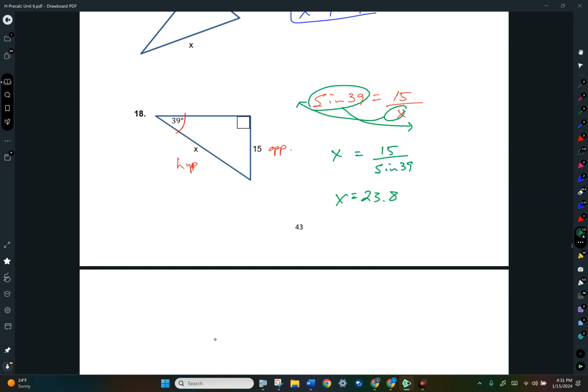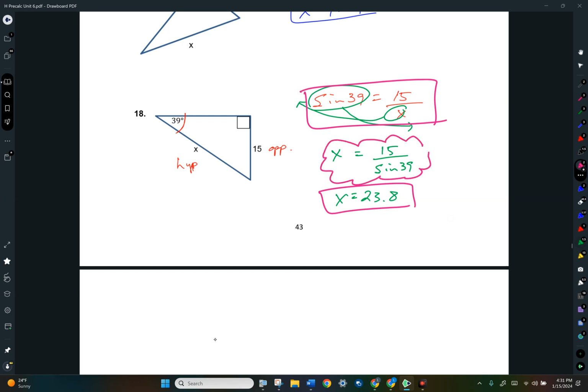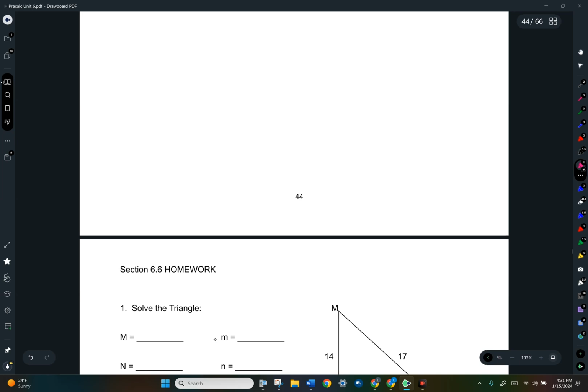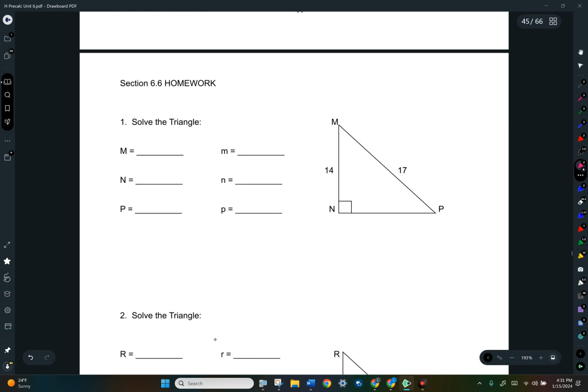So again, it's fine that you show the middle step, but the steps that I really cared about were the initial trig function setup and then the answer. This step right here was just me kind of showing you my thinking to help me solve. All right, so that is section 6.6 in the notes.